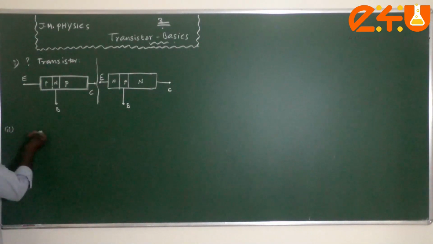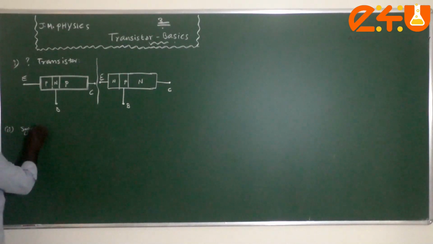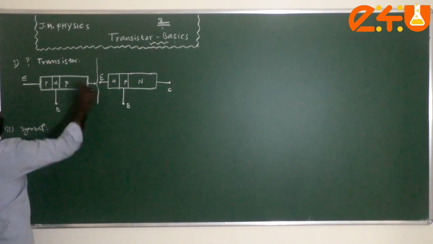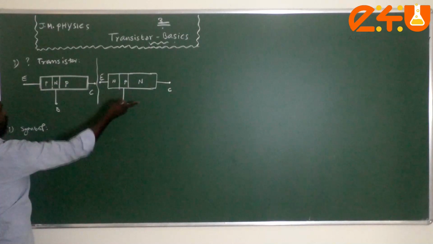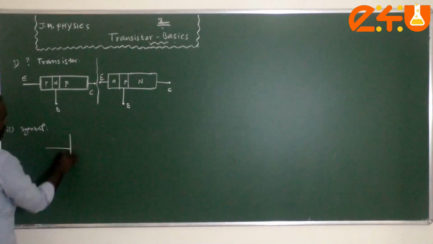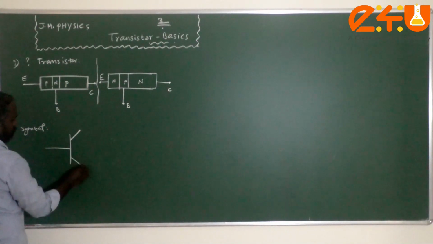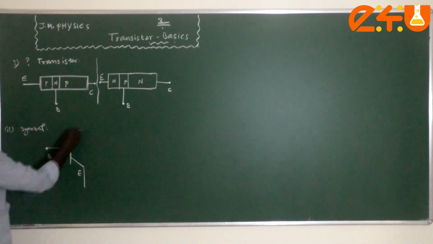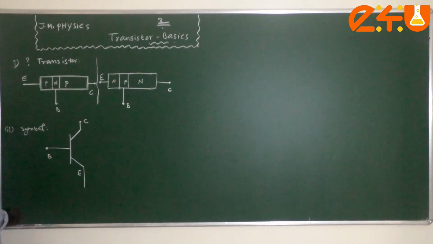The second point is its electronic symbol, or circuit symbol. We see that there are three regions: emitter, base, collector, either in a PNP or NPN transistor. In case of PNP, this will be the circuit symbol. This will be the emitter terminal, E, this will be the base, and this will be the collector. We are talking about a PNP transistor: emitter, base, collector.